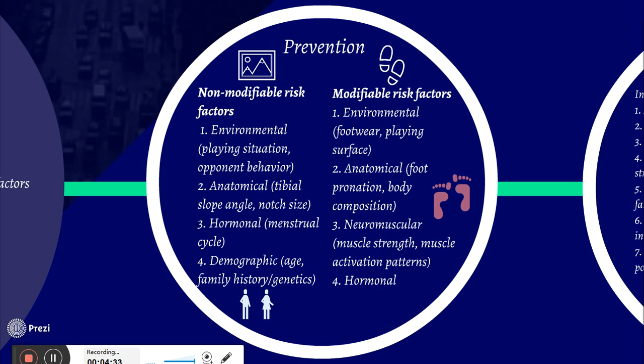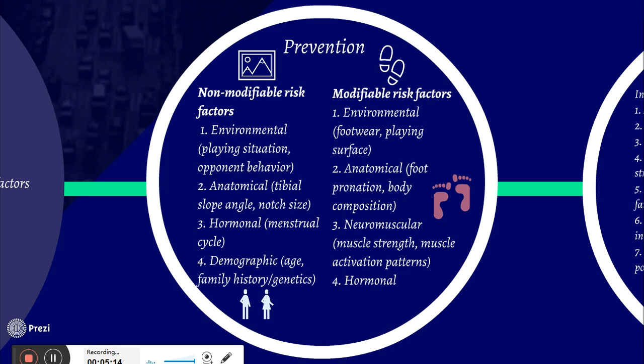So when it involves environmental, such as a playing situation, a play in a game, we're looking at the opponent's behavior. Those are things that can't really be changed, or you can't influence an opponent's behavior and the fact that they might push you over or whatever. Anatomical things such as tibial slope angle, notch size, they can be adjusted, but that is a serious surgical intervention in order to change those things.